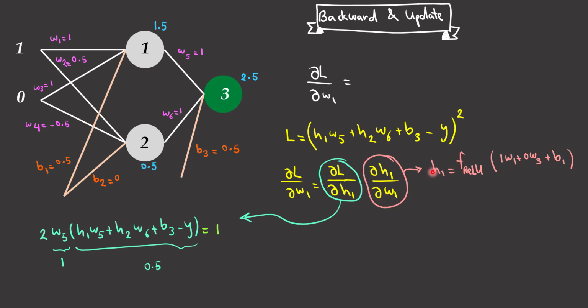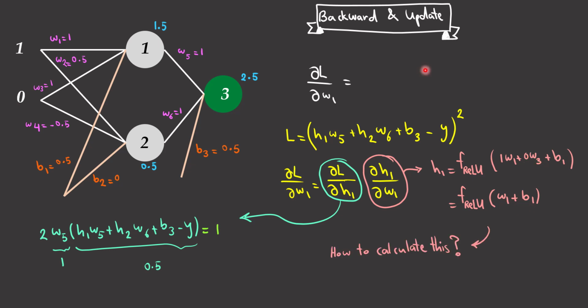We can see that H1 is the output of neuron 1. And the input of neuron 1 is 1 times W1 plus 0 times W3 plus bias 1. So this is the input, and we should apply the ReLU activation function on the input in order to get the output of neuron 1, which we denote by H1. As you can see, 0 times W3 is 0, so this is equal to applying the ReLU function to this input, which is W1 plus B1.